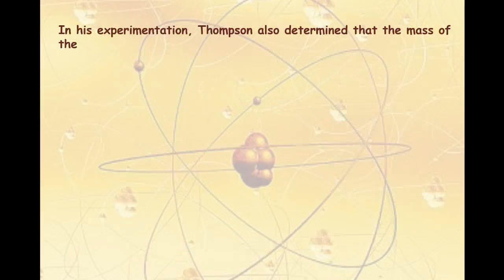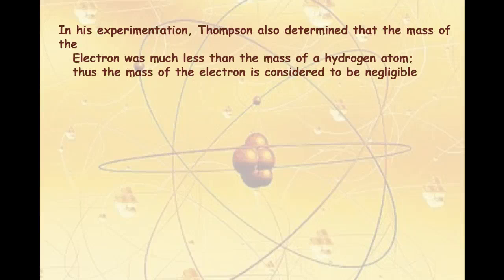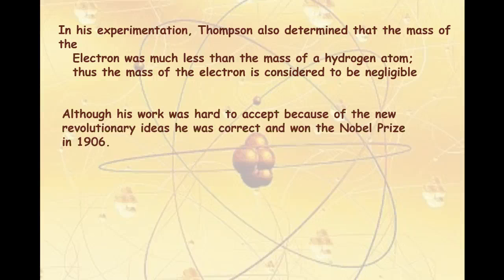Pretty cool, wasn't it? In his further experimentation, then, J.J. Thomson determined that the mass of the electron was much less than the mass of a hydrogen atom, hydrogen being the lightest element that was known at the time and is still known. Thus, the mass of the electron is considered to be negligible. It means that it's really too small to count towards the mass of the atom. Even though we know that atoms have mass, it's not the electron that is giving the mass to the atom.